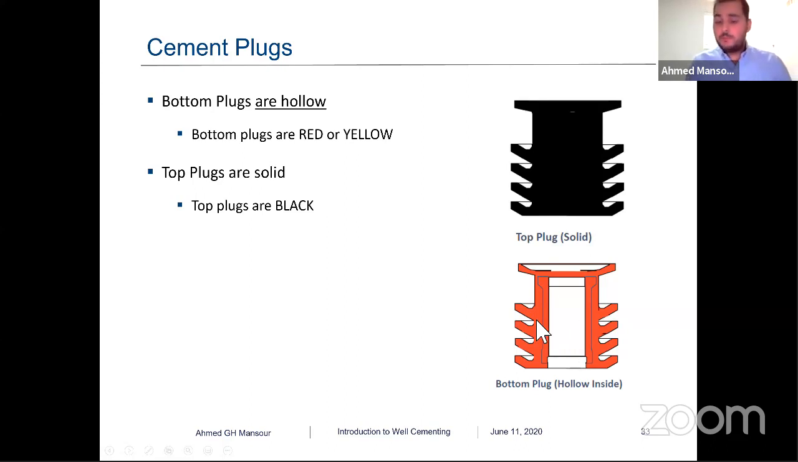So we use the bottom plug to prevent any contamination between the cement and spacer, and the cement and the mud. And we use the top plug to prevent any contamination between the displacement fluid and the cement. By using those two plugs, we make sure that the properties of our cement are not going to change as a result of any contamination with other liquid in the formation or in the casing.